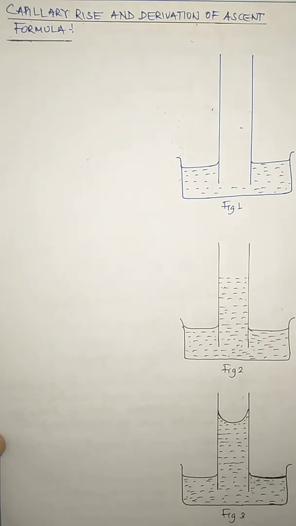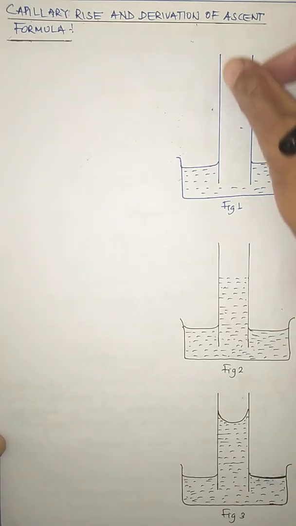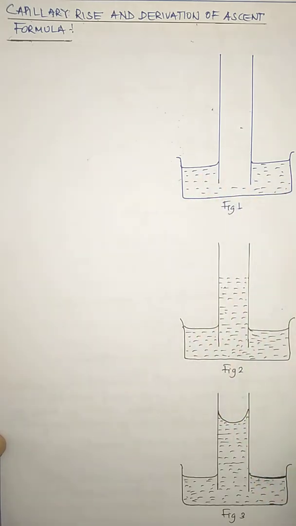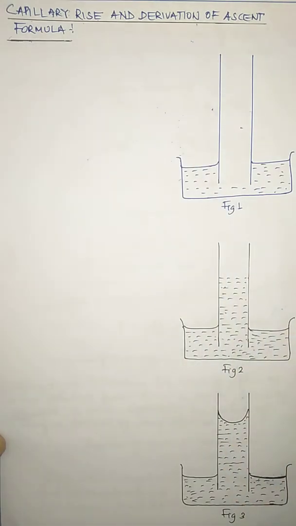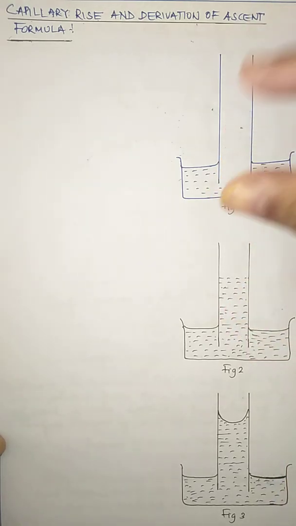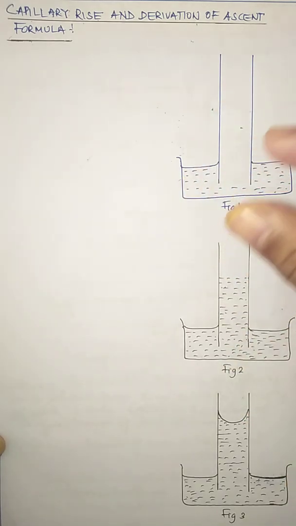Capillarity. Now this concept of capillarity can be observed when we dip a tube in a liquid. From this capillary rise we can derive a formula known as the ascent formula. From this formula we measure the surface tension of the liquid, in terms of the height to which the liquid rises or is depressed. In this case we are dealing with capillary rise, so there is an increase in the height of the liquid inside the capillary tube.